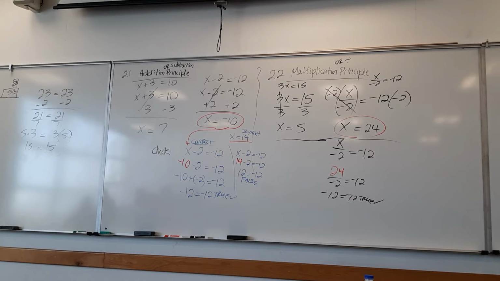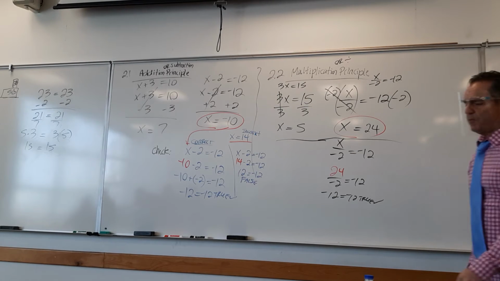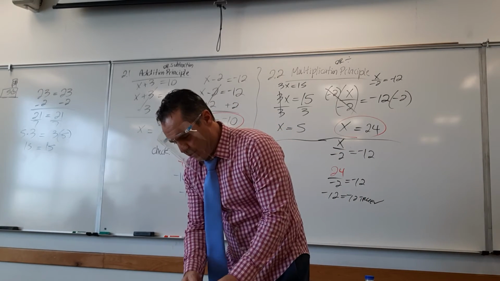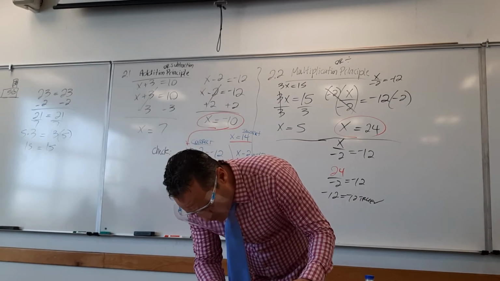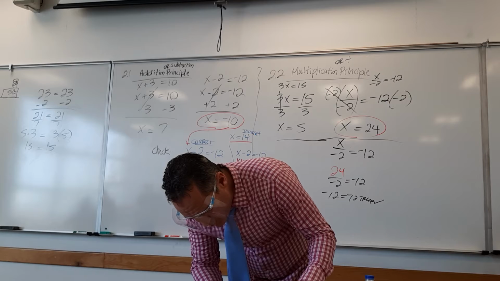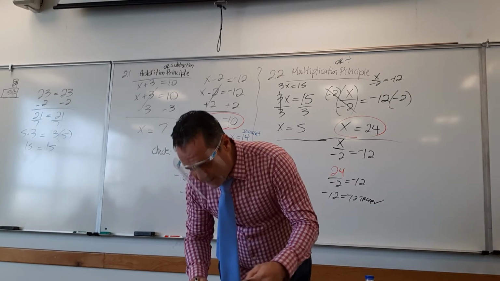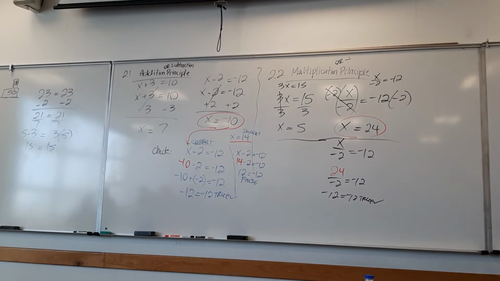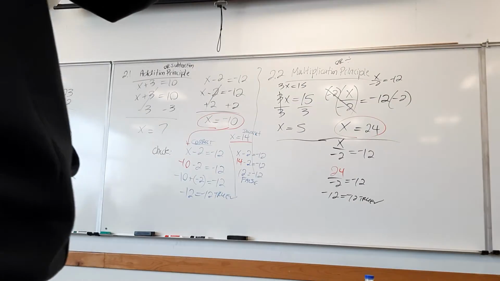Okay, here's the deal. In fact, we'll take something straight from the homework here. Let's look here. Oh, perfect. 4x minus 19 equals 5. 4x minus 19 equals 5. Okay, all eyes up here.